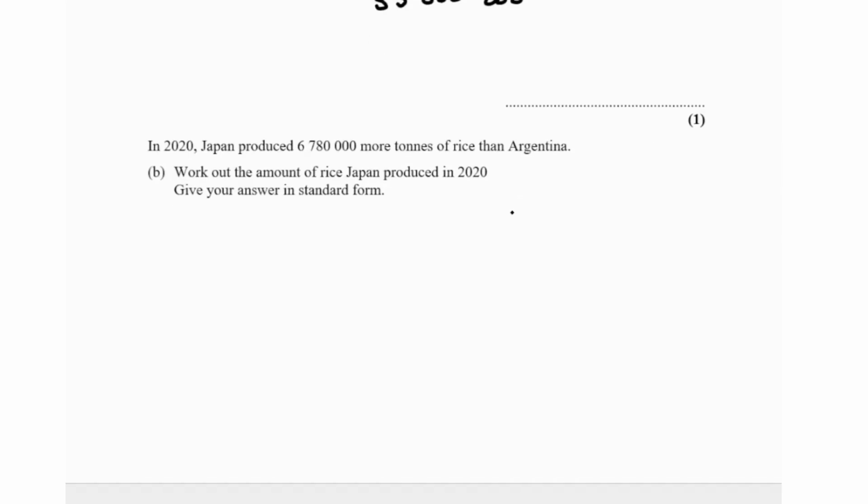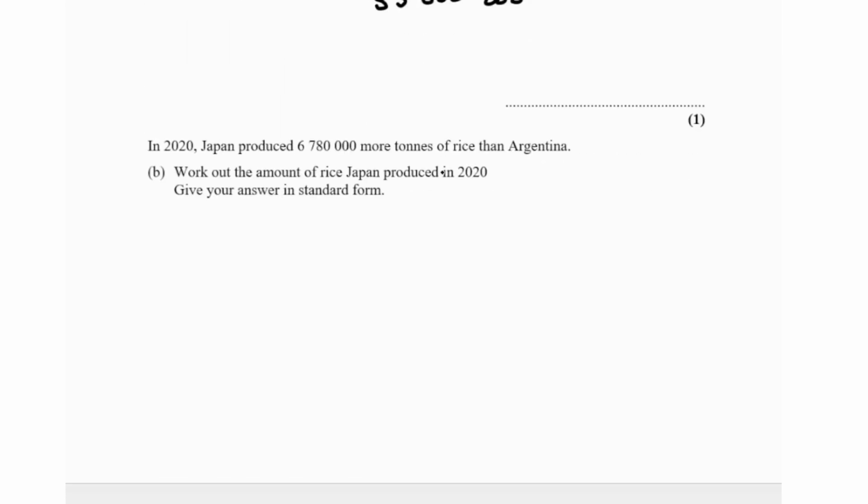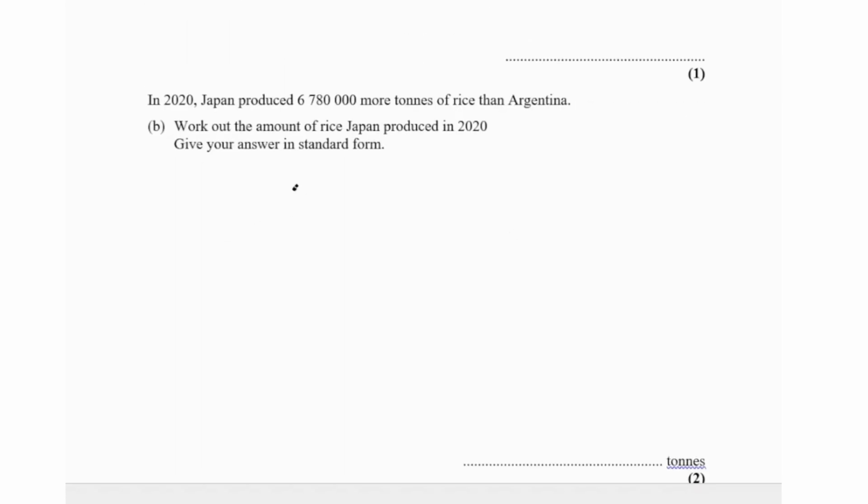One more question. The next part says in 2020, Japan produced 6,780,000 more tons of rice than Argentina. Work out the amount of rice Japan produced in 2020. Give your answer in standard form. So let's see what values we have given. Japan produced this much more rice than Argentina. Argentina is 8.2 times 10 to the power of 5. 8.2 times 10 to the power of 5 gives us a value of 82 and then 4 zeros.